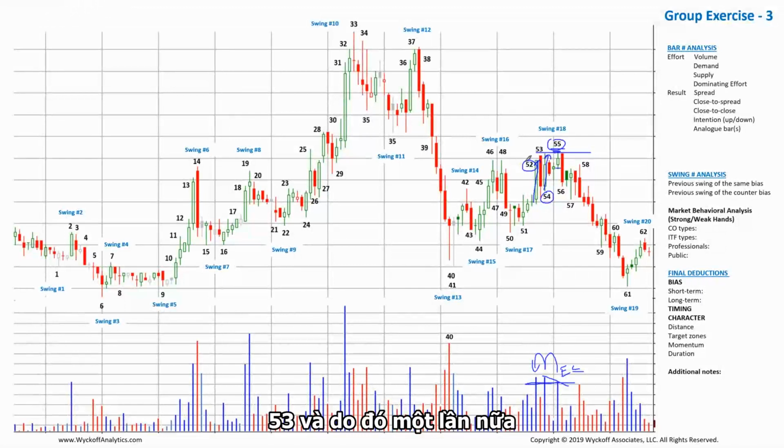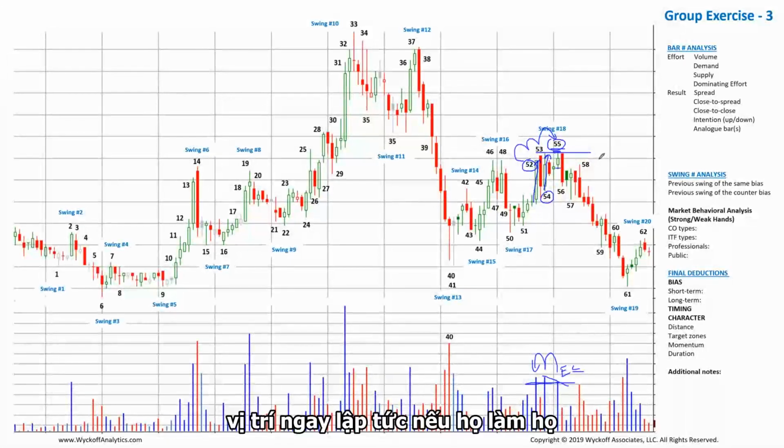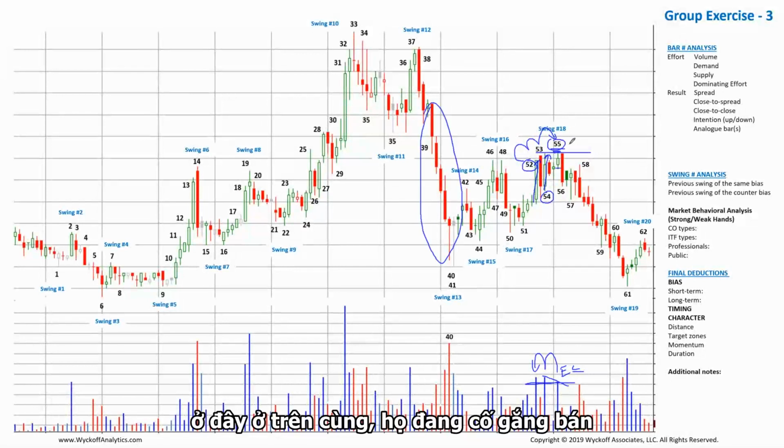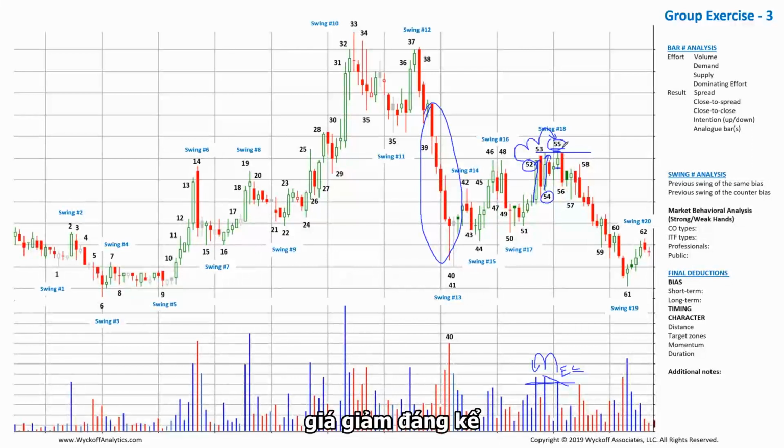And therefore, again, change happens gradually. And the reason why it happens gradually is because there is no way that the composite operator or professionals could unload their positions instantly. If they do, they're going to influence the price in such a way that we're going to see more of this type of movement out of this place. Here at the top, they're trying to sell in such a way that would not move the price significantly down before they get rid of the stock.